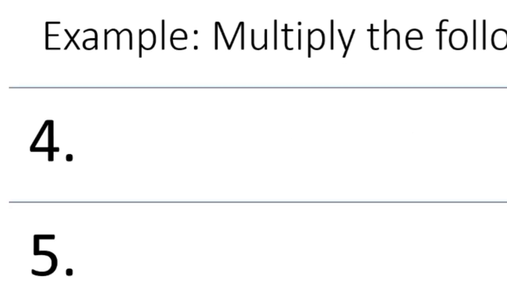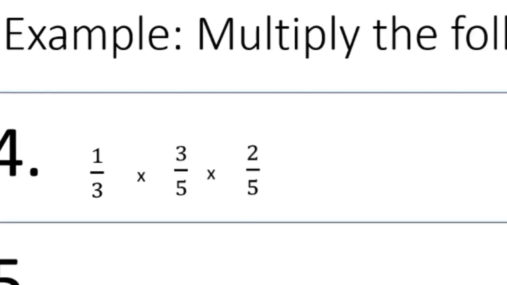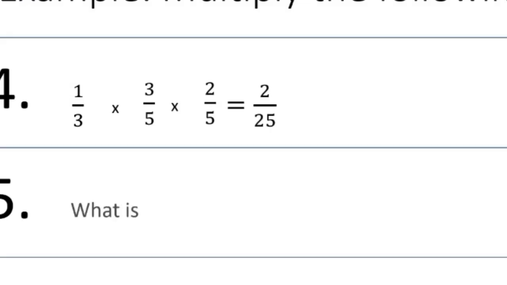Okay, example number 4. What about if we have 1/3 times 3/5 times 2/5? So this is equal to 2 over 25. Okay, kasi yung 3 all over 3 is considered as 1. So 1 times 2 na natira sa numerator and then 5 times 5 yung natira sa denominator. So the product is 2 over 25.